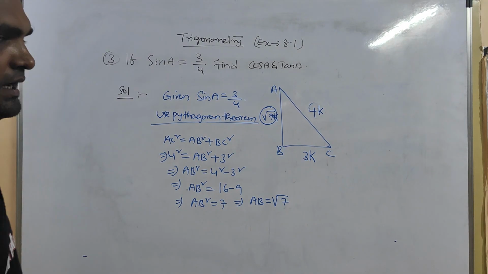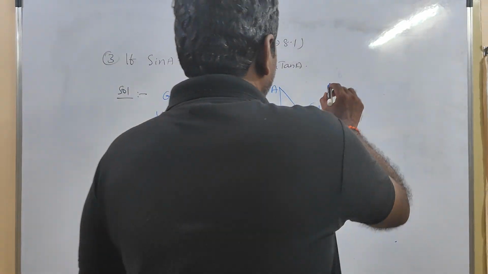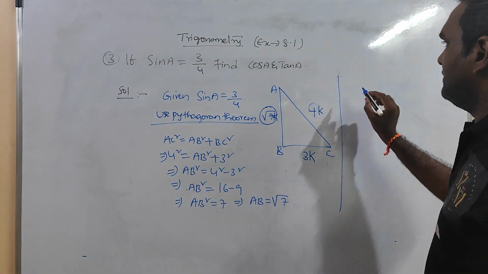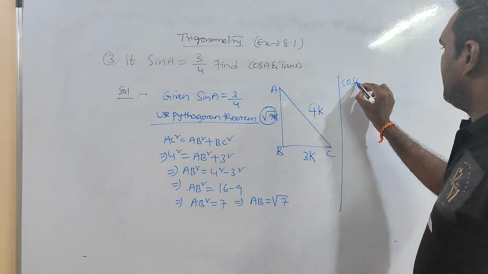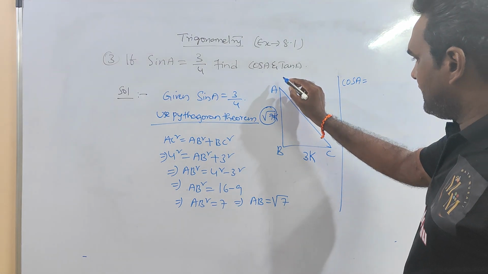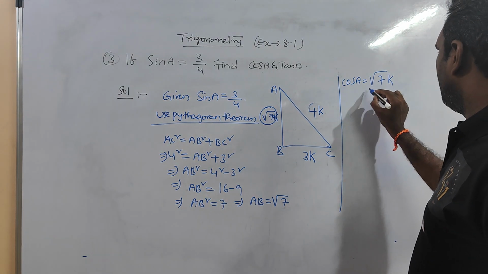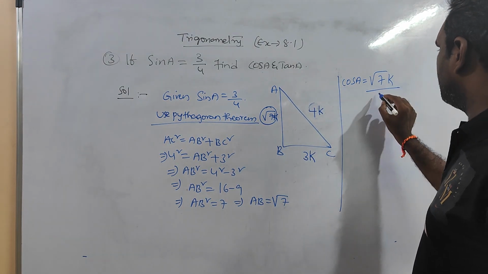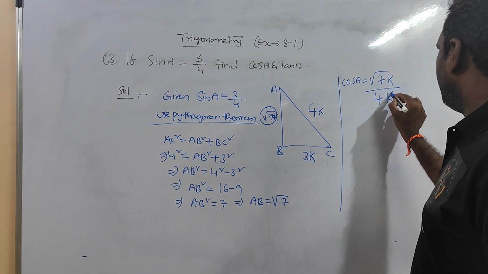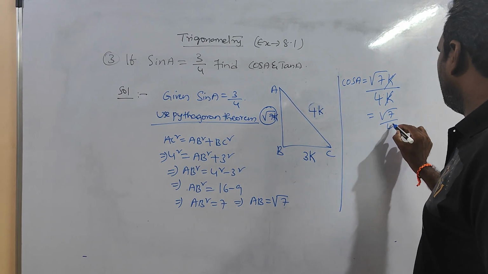Okay, now see what they are asking. Am I clear? They are asking to find cos A. Cos of angle A is adjacent side, that means root 7k by hypotenuse, that is 4k. K and k will get cancelled. You will be getting root 7 by 4.